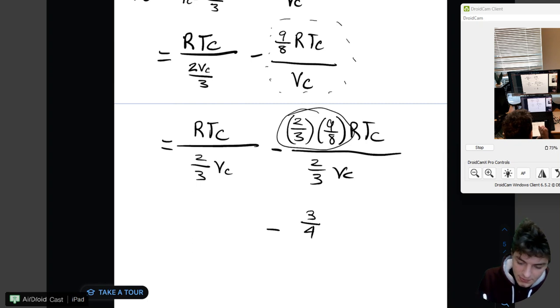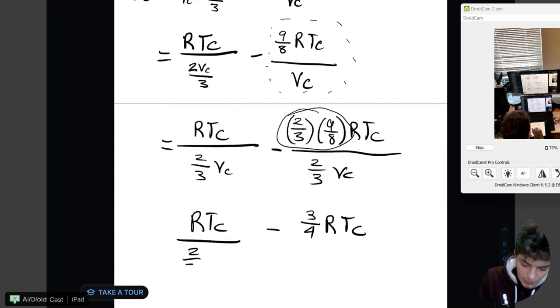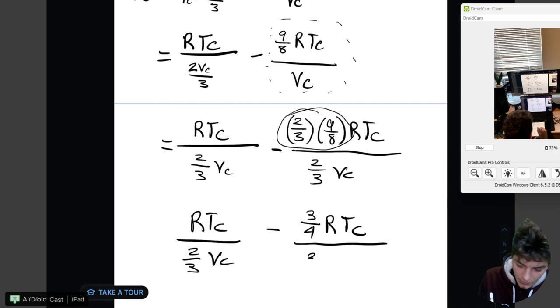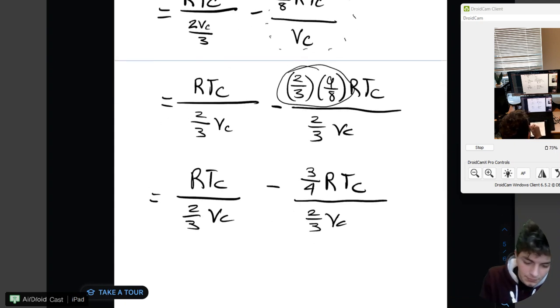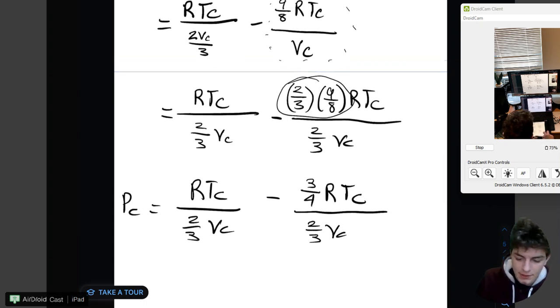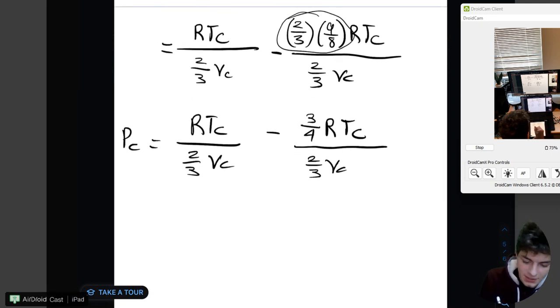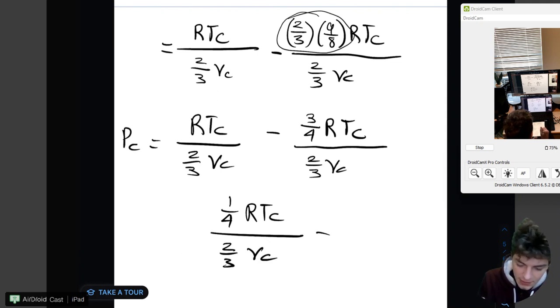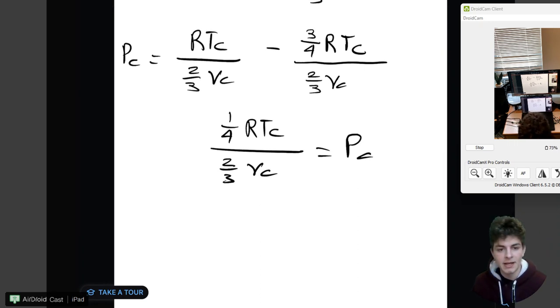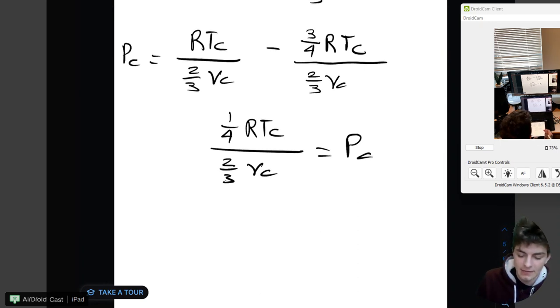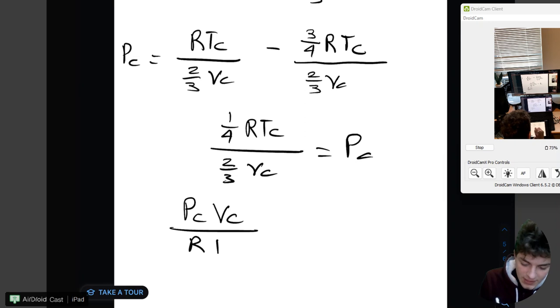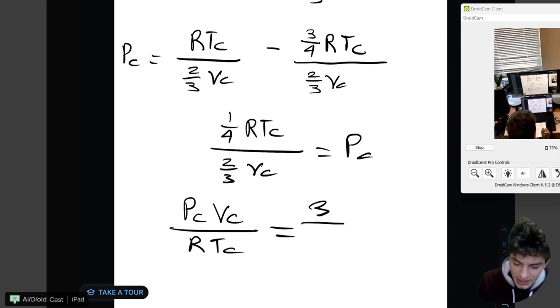So 3/4 RTC. Alright, so then subtract it over 1/4 RTC, 2/3 VC equals PC, and then if I simplify all of that, I will go ahead and find that PC times VC over RTC is going to be equal to 3/8, I believe.